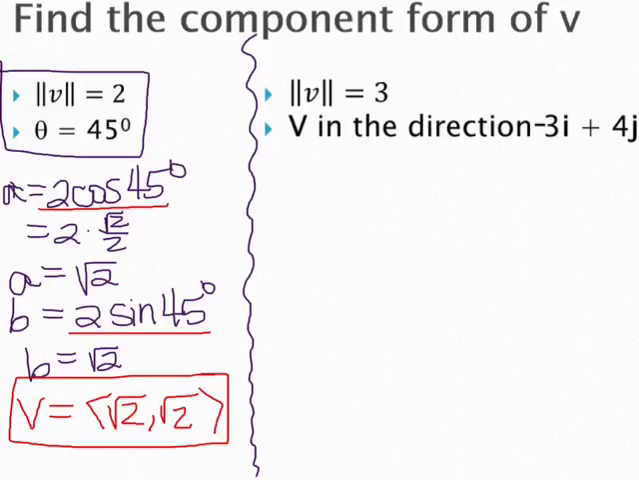Now, our second example, we have our magnitude is 3, but we have the direction given to us as we know that it's in the same direction as negative 3i plus 4j. Okay, so first we have to determine the direction angle for negative 3i plus 4j.